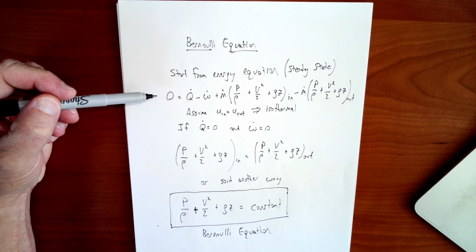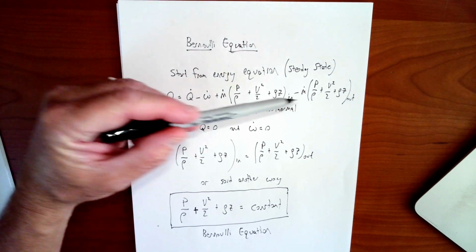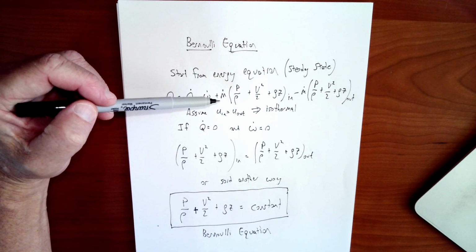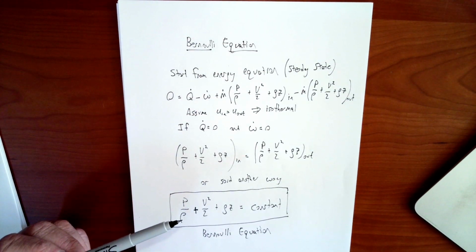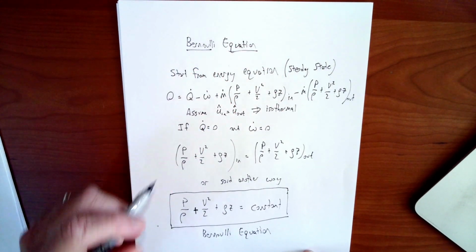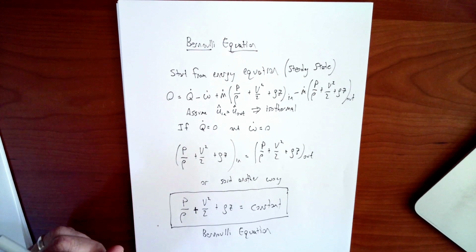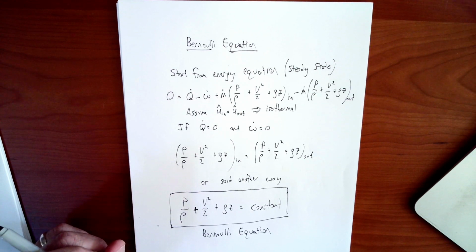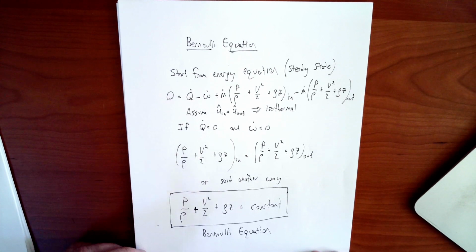So this is the form we arrived at in one of the earlier lectures. 0 equals q dot minus w dot. m dot in and m dot out are considered to be the same because it's steady state. So you have p over rho plus v squared over 2 plus gz in, and same thing out. This assumes that u in and u out, that is internal energy, in and out are the same. And you know for both incompressible substances and ideal gases, that is true if the flow is isothermal. So if there's no temperature change in the flow over the region which you're studying, then you can assume that is true.